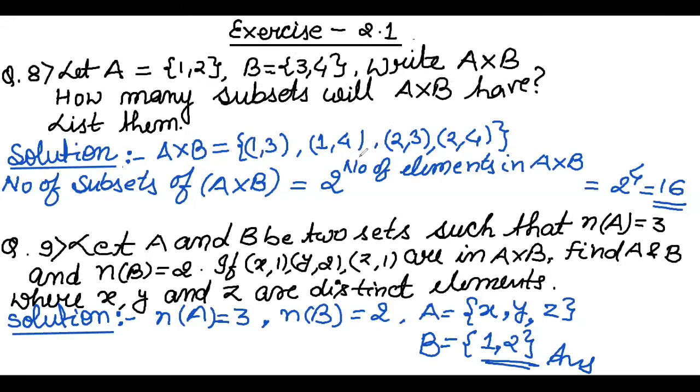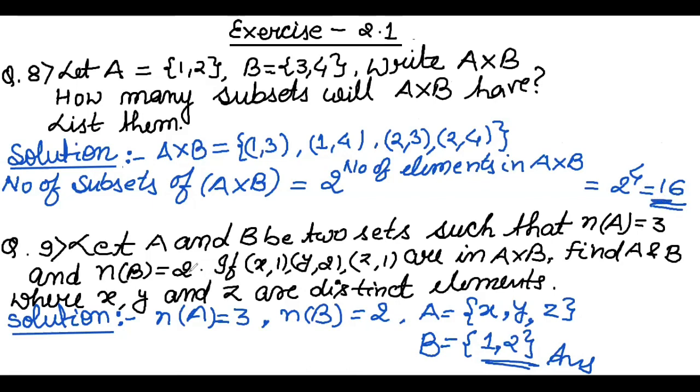And after that, we have to find out how many subsets in A cross B. So we know that whenever we have to find out subsets in any set, the formula is 2 to the power number of elements in the set. So here, number of subsets of A cross B we have to find out. So 2 to the power number of elements in A cross B. So number of elements is 1, 2, 3, 4. So it is 2 to the power 4. So finally 16 is the answer.